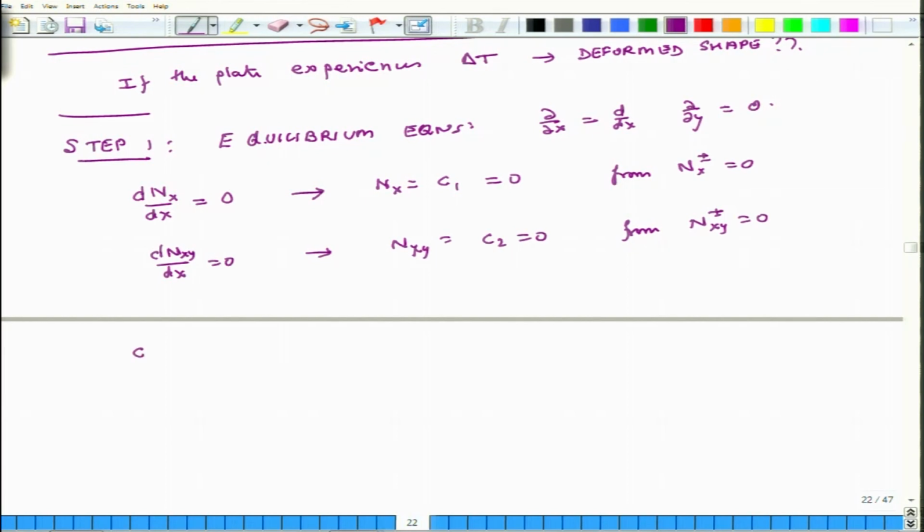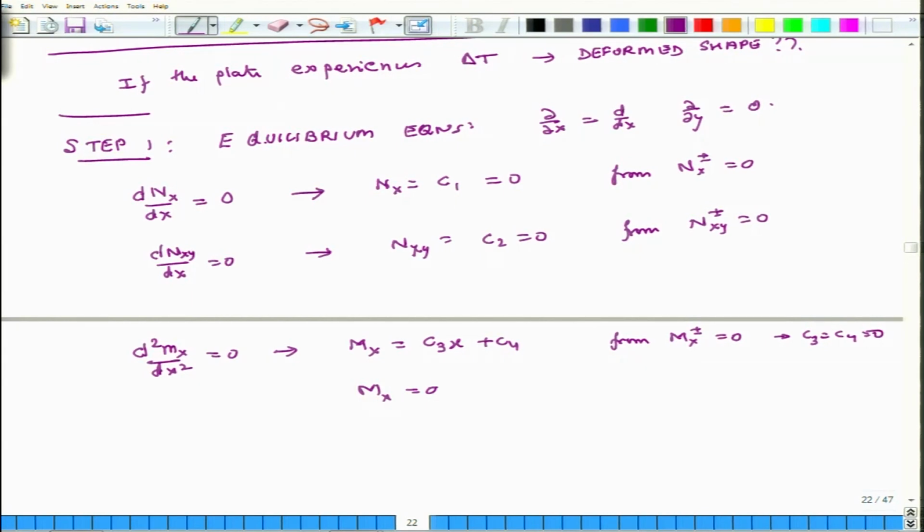The third equation is d2Mx over dx square equals 0. So, this gives us Mx is equal to C3 x plus C4. But once again, from Mx plus and minus equal to 0, we get C3 is equal to C4 is equal to 0. So, Mx is equal to 0.